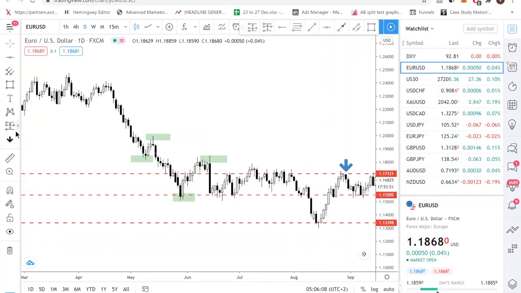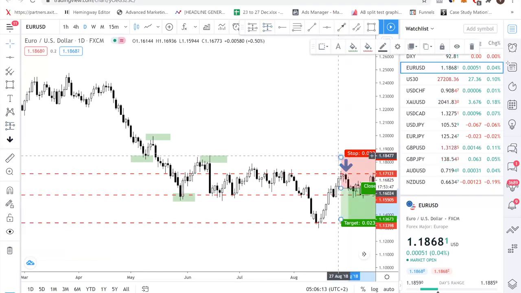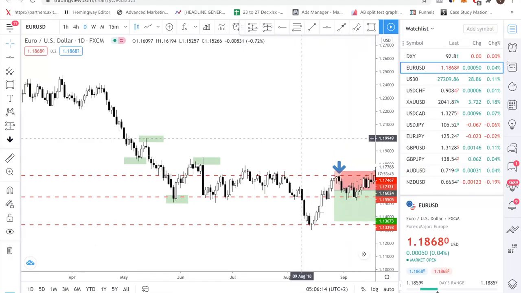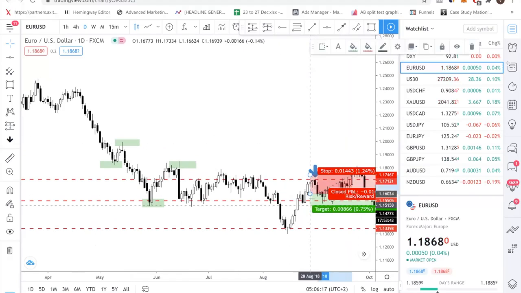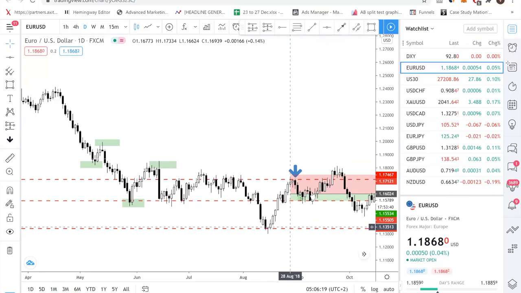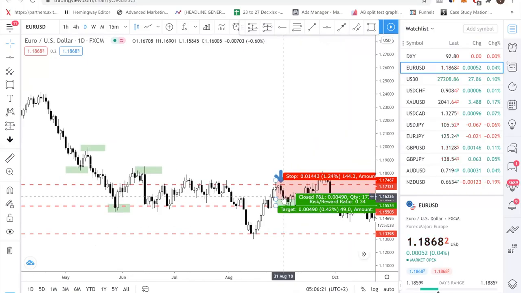But the problem is that if you were to enter here on this candle, there is no space anymore and the risk to reward doesn't make sense. You can see that your risk to reward is terrible. You're getting like a 0.34. So in this case, you wouldn't have traded it. So more than just applying the strategy, I'd like you to consider the risk to reward as well.